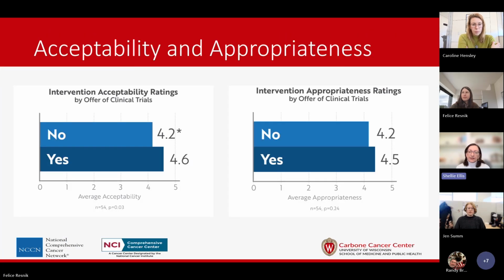Ultimately, we were able to test this in some community practices in Louisiana and Oklahoma. And again, when we asked providers what they thought about these kinds of packages, they thought they were acceptable and appropriate, and this gave us hope that we could test it. So next slide.